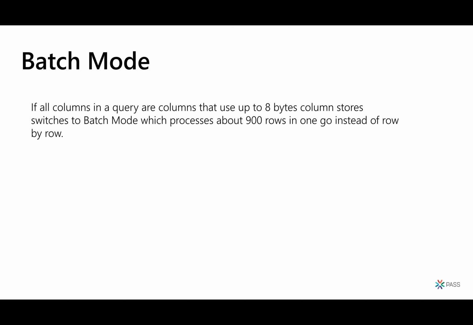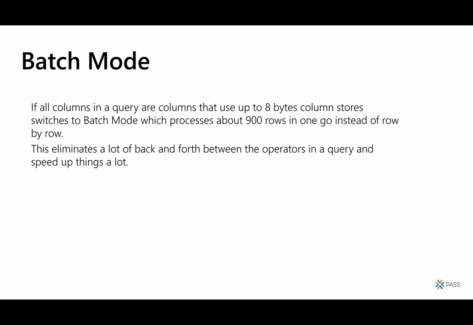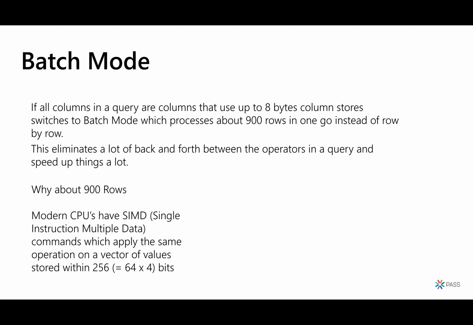And with the batch mode, it's about 900 rows in one go. The exact number right now, and that's implementation, that's not set in stone, is 936. So that eliminates a lot of back and forth between the operators in the query. Every time data gets moved within SQL Server, it goes by about 900. And that goes even for the operators that do calculations on the data. And these are the ones that limit it to 900. And I will explain that now.